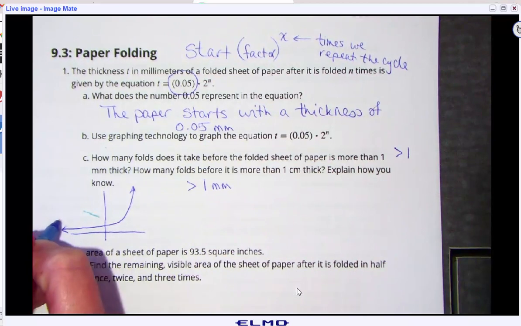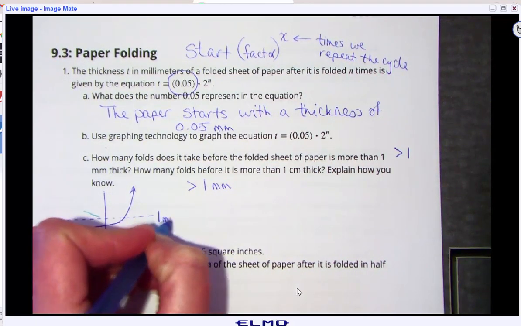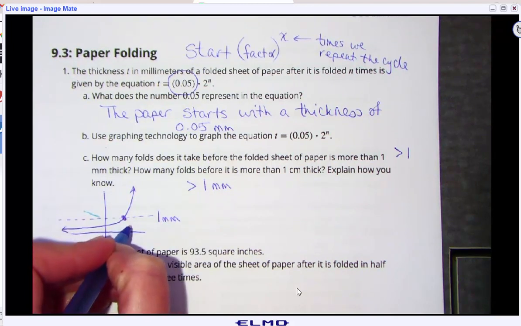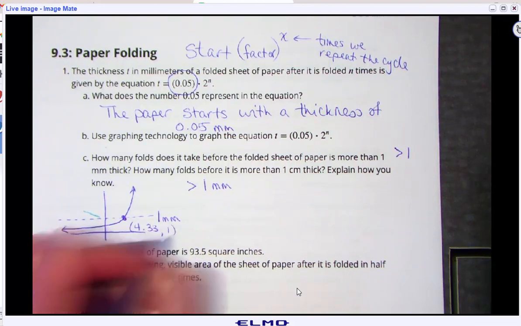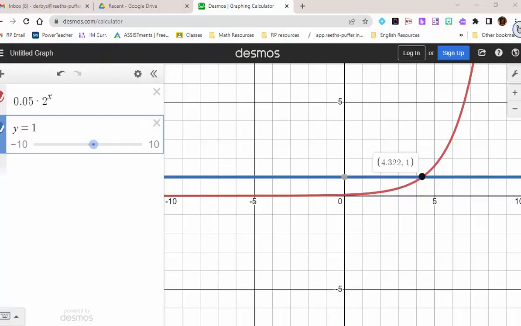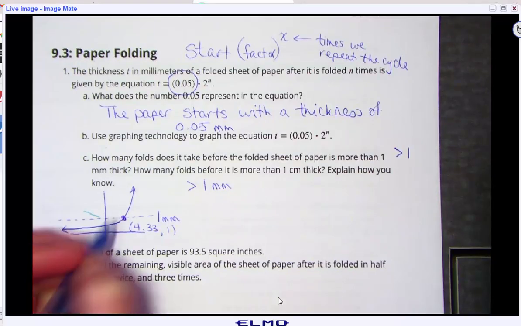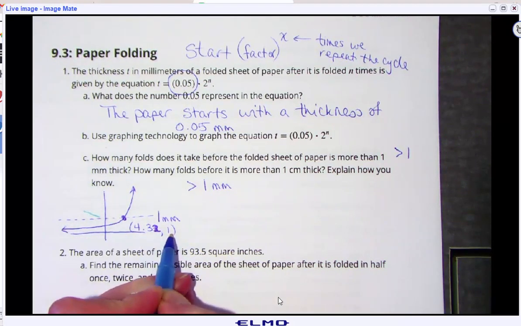So we put in a line here like this at 1 millimeter, and we found that that point crossed at 4.33, I think it was. Let me go back and check that real quick. Yep, 4.32. And that's when it's 1 millimeter thick.